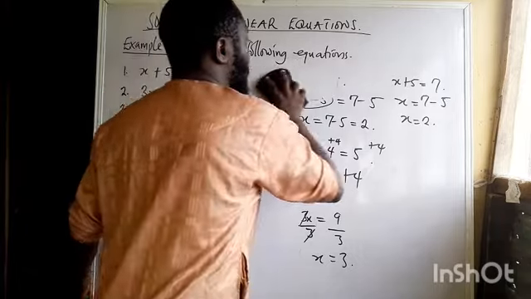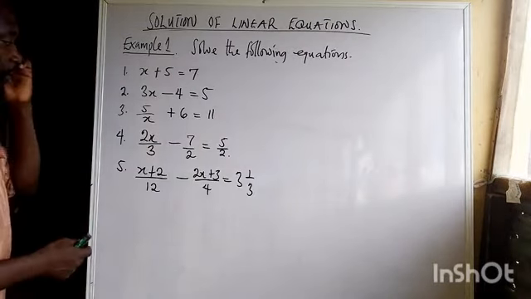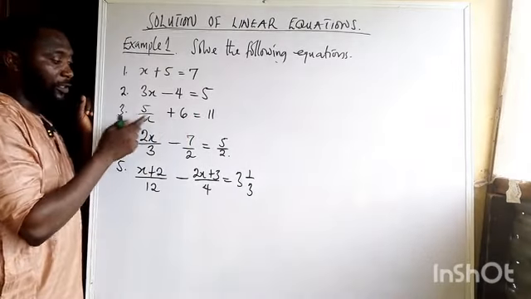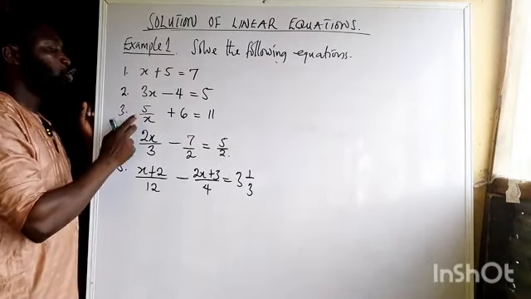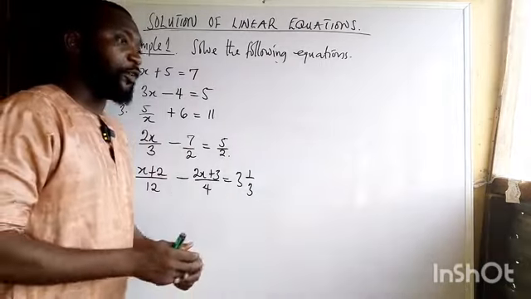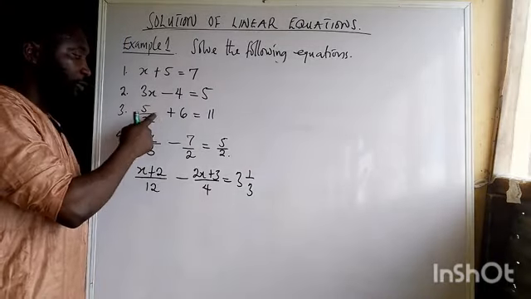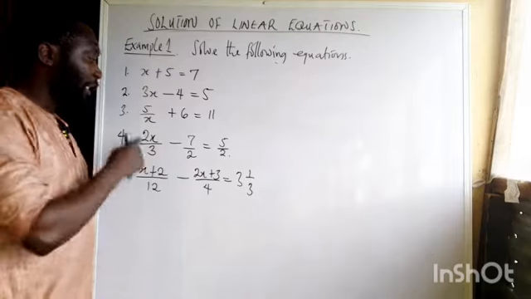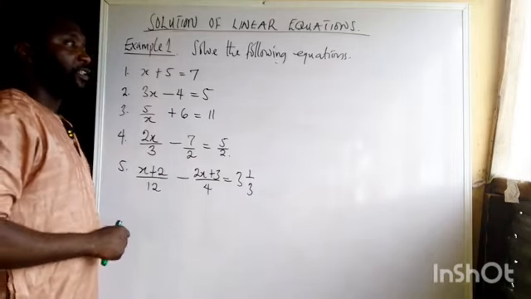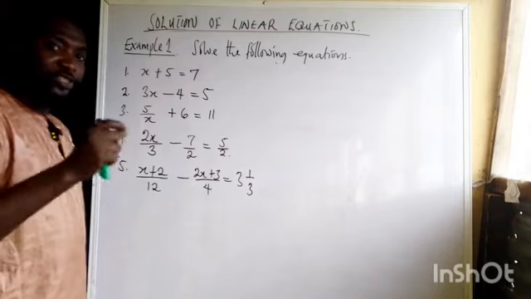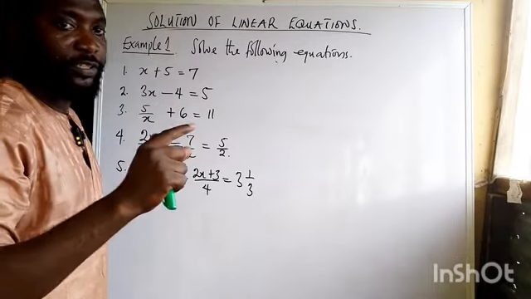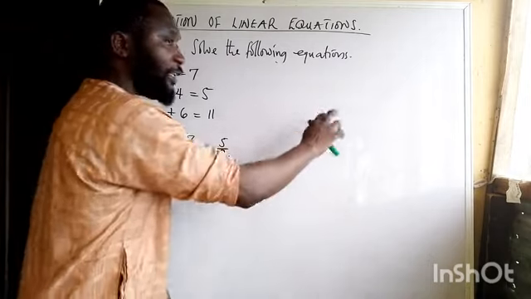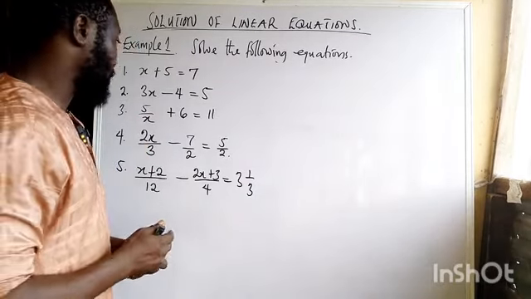We move to the next one. Look at this question number 3. This question number 3 is in fraction form. We have some that are not fraction, but at least this one is in fraction form. To make it easier, anytime you are solving an equation involving fractions, take the LCM. Once you take the LCM, use the LCM to multiply through everything, and that equation will turn from fraction to just ordinary form without a fraction.